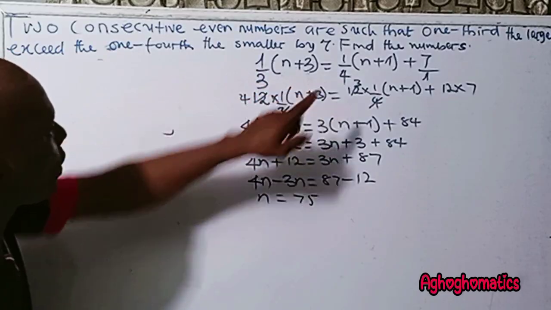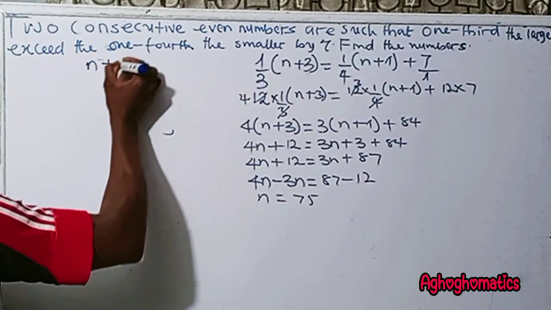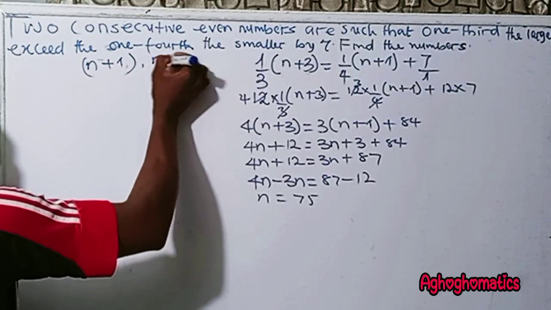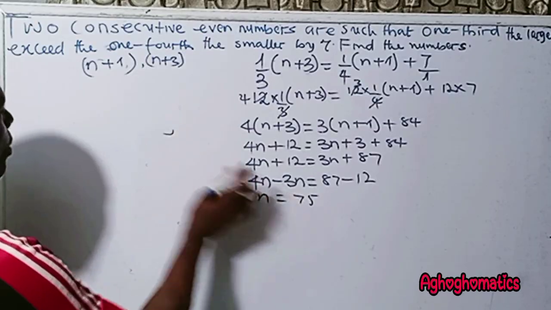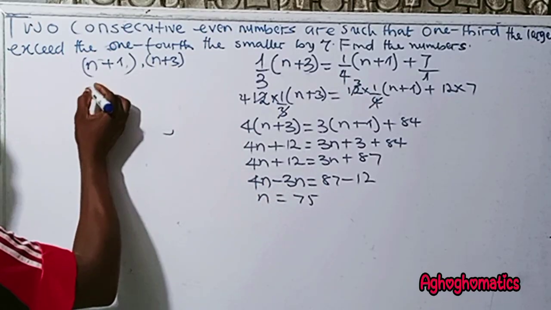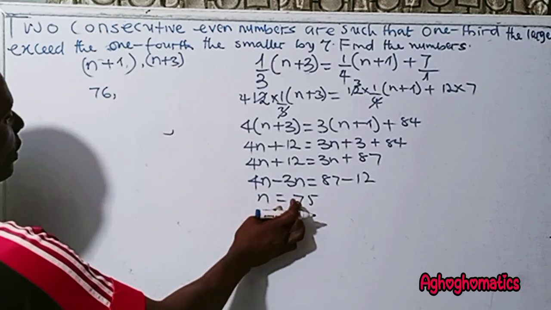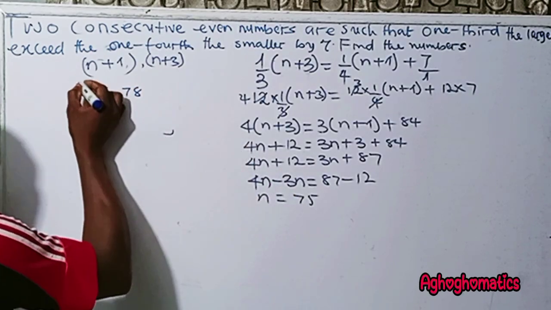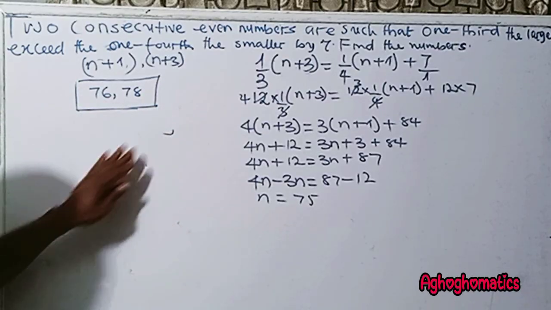Then for us to get the first number, like I said, the smaller one is n plus 1. Then the other one is n plus 3 from our first statement. So the first number here, 75 plus 1, that gives 76. Then the other one is 75 plus 3, that is 78. So these are typically the two numbers. That's what we're doing.